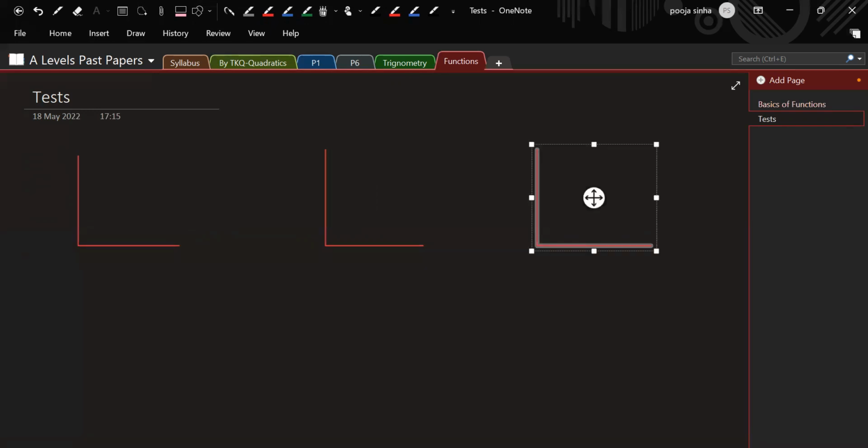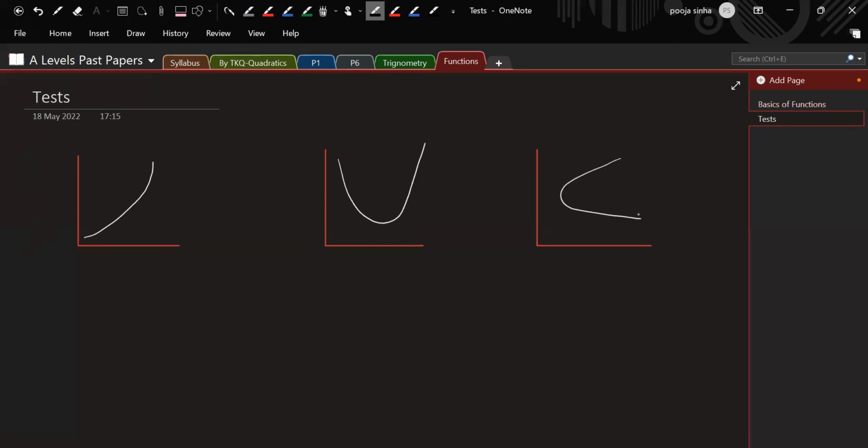I'm going to draw a few graphs. Let's take the first one like this. Second one is like this. And the third one is like this. Okay, three graphs.